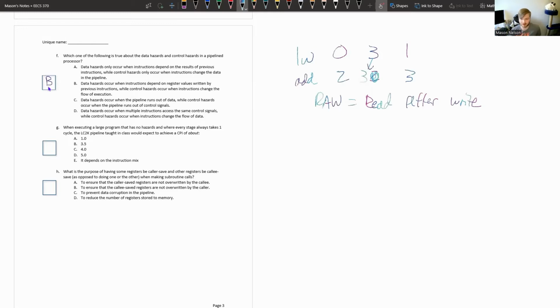When we think about our different selector bits and things that we put into the data path, that's not really a control hazard. That's just control. All right. Moving on to question G.